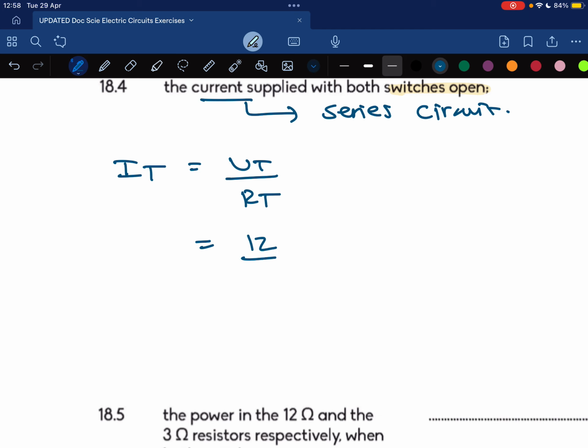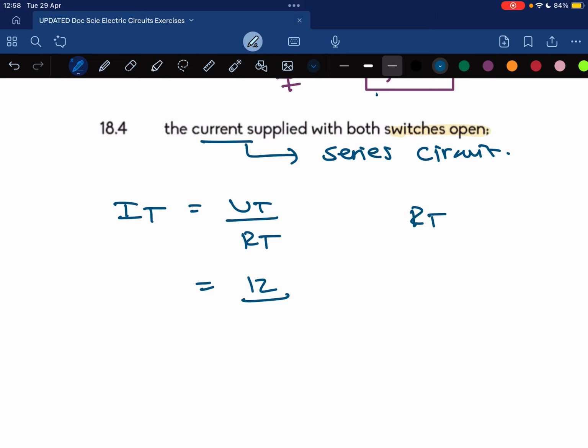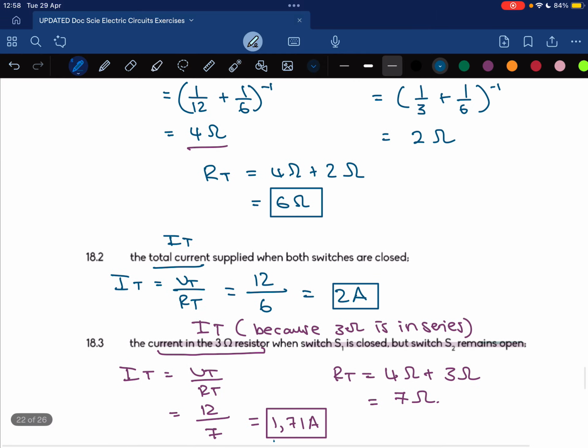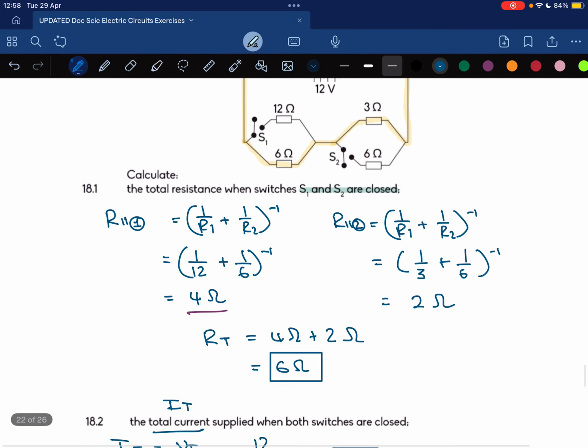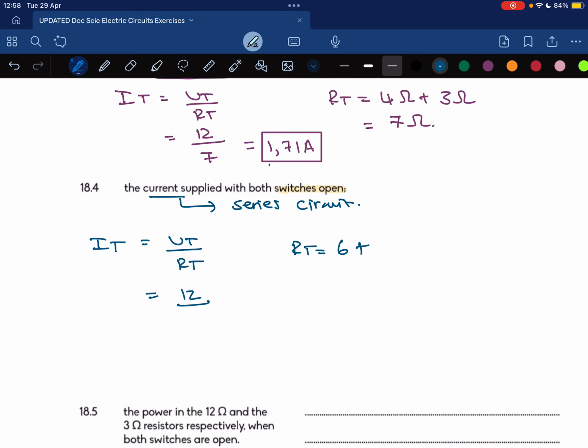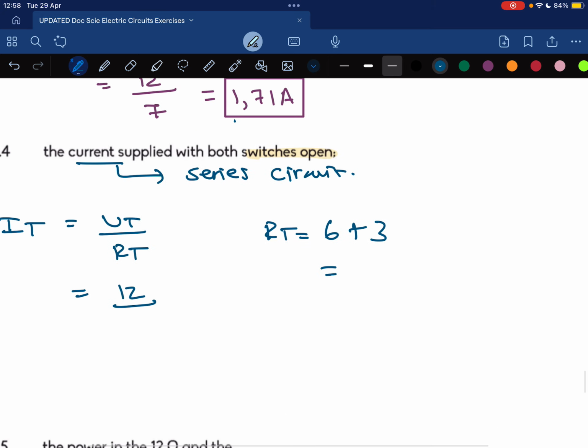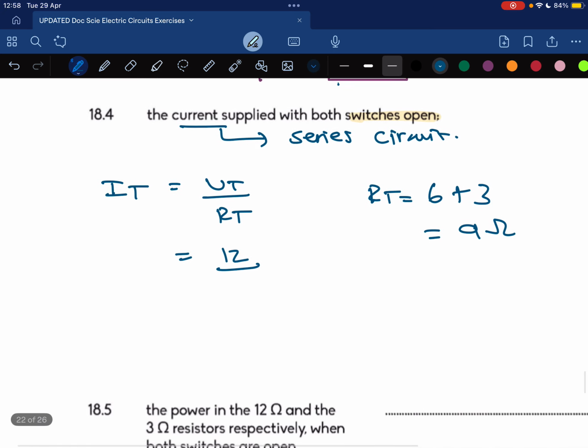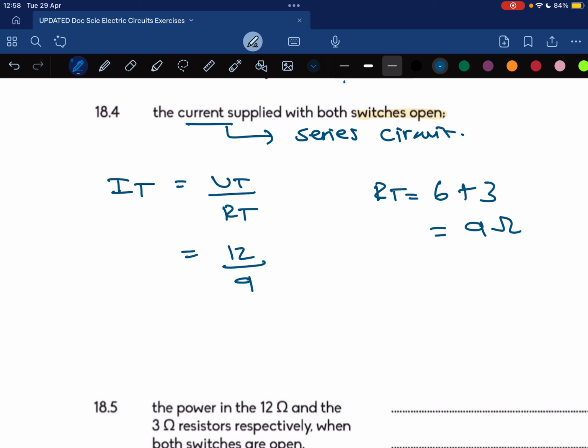Now the V total I already know is 12. The R total I can figure out. It's quite easy to figure out the R total because the R total is just the two resistors added together. So it's the 6 ohms plus the 3 ohms, which is just 9 ohms. So if we take the voltage divided by the resistance, 12 over 9, we'll get the 1.33 amps, which is equal to the total current that goes through the circuit.